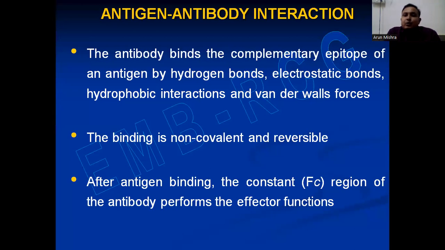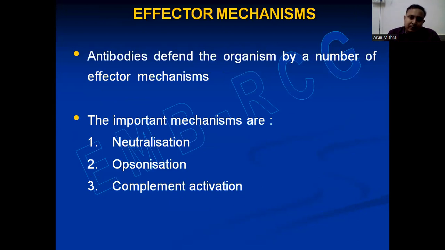The antigen and antibody interactions are very specific in nature. As I said earlier, a particular antibody will be formed against a particular antigen. The antibody binds the complementary epitope of an antigen by hydrogen bonds, electrostatic bonds, hydrophobic interactions, and van der Waals forces. The binding is non-covalent and reversible, so it is not very strong. It is not covalent. After antigen binding, the constant region of the antibody performs the effector functions. What are the effector functions and mechanism of it?